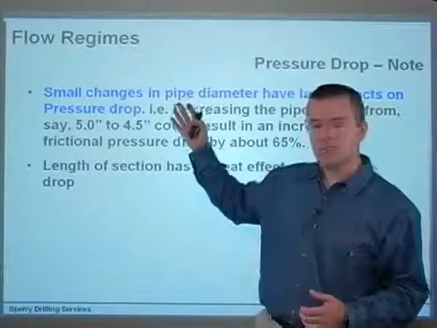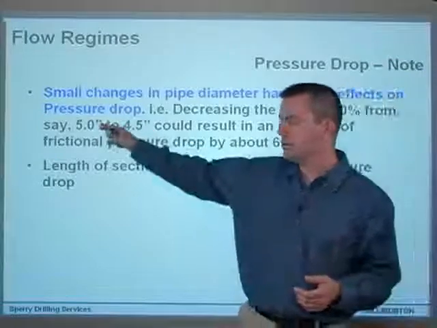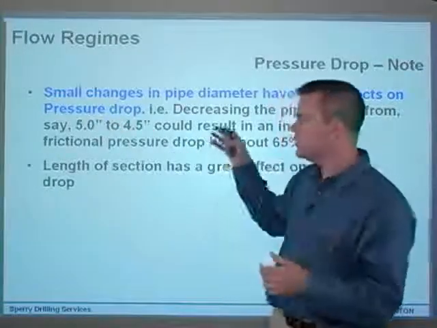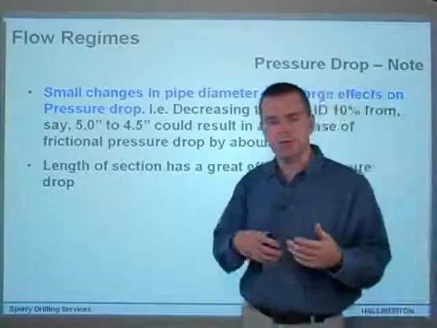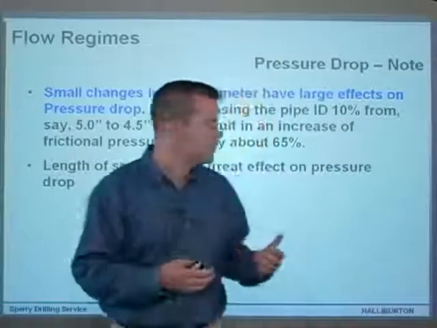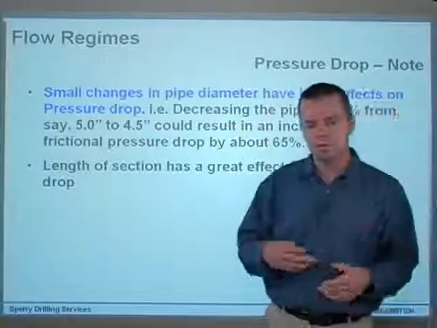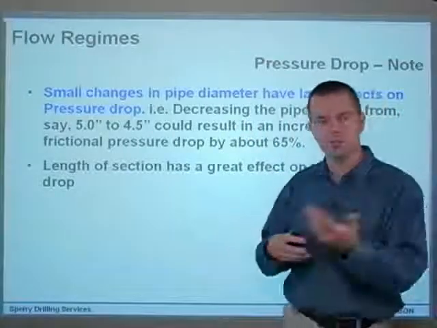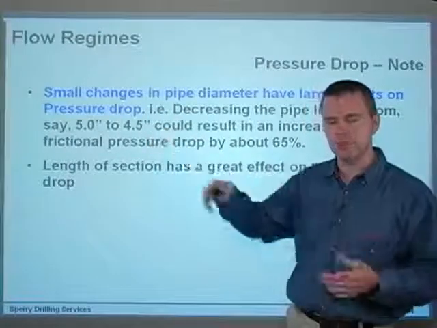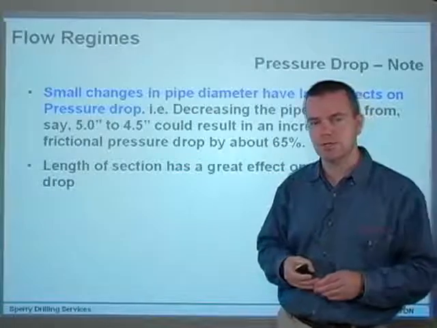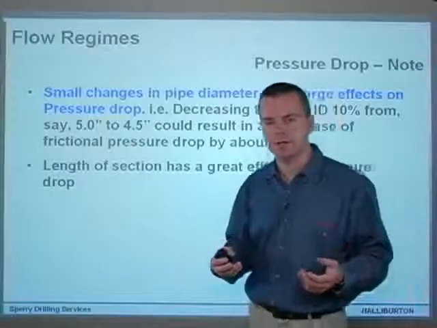The first one: small changes in pipe diameter have large effects on pressure drop. So if you had a pipe diameter of 5-inch internal diameter and decreased it by 10% to 4.5-inch ID, that would result in an increase in frictional pressure drop of about 65% if you run that through some of these equations. Feel free to plug the values into Insight or into some of these equations, or work them out on a calculator. You'll see that changing the ID by 10% has about a 65% increase in pressure drop through that section.